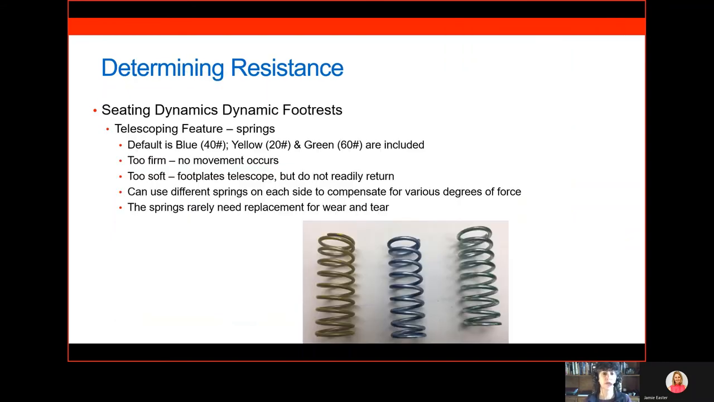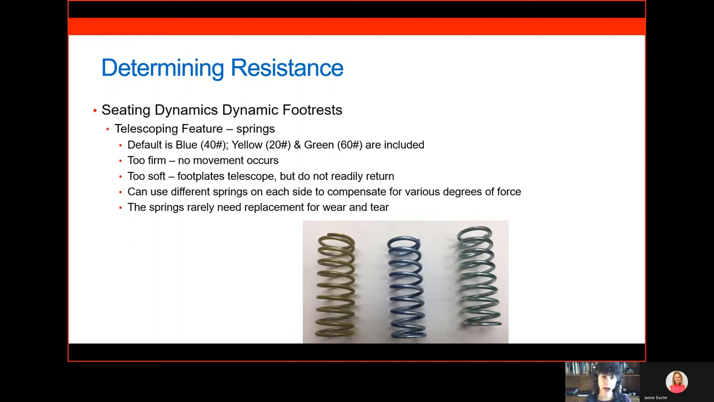So let's talk about that resistance again. Using the Seating Dynamics dynamic footrests as an example, these come with three different types of springs. One is a default, and that's the medium one. These are rated by a certain amount of pounds: 20 pounds for yellow, 40 pounds for blue, 60 pounds for green. But keep in mind that this does not relate to the client's weight. It relates to the client's force.